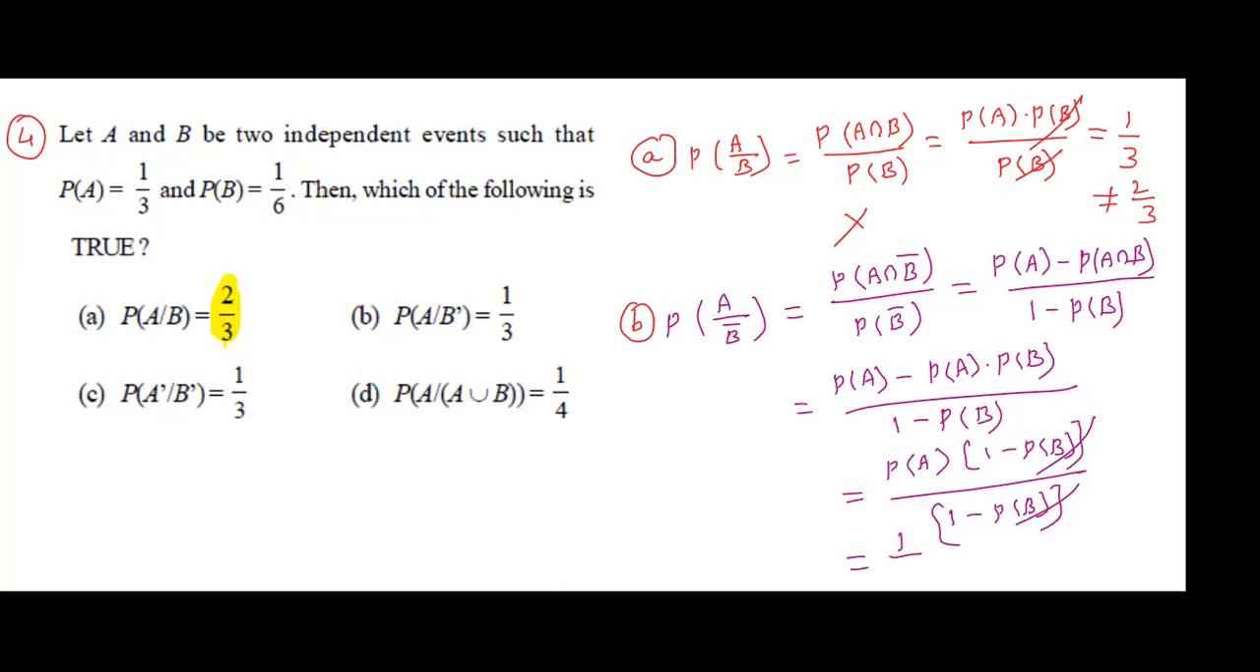What is P of A value? 1 by 3. In the question, option B also has 1 by 3. So both are the same answer. Out of 4 options, only one option is true, so we got B as the correct answer. No need to verify C and D. If you want, verify yourself. Okay students, I think all of you understood now.